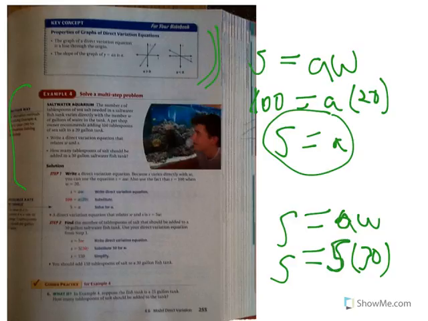Sorry, that's a 5 there. So it's going to be 150 is equal to S. And that's how it works.